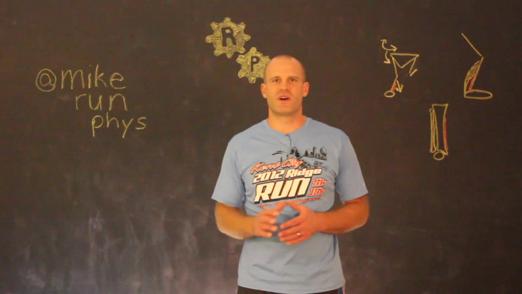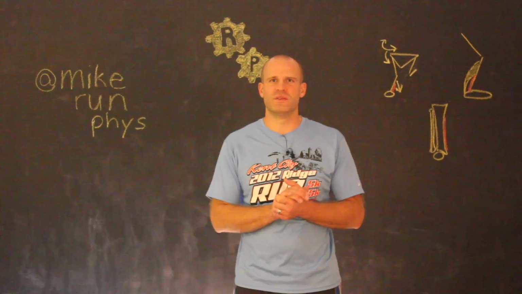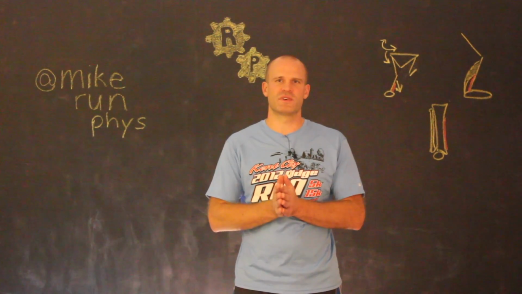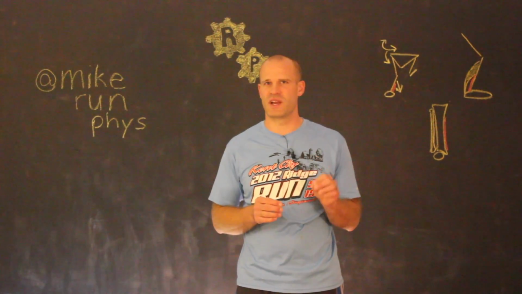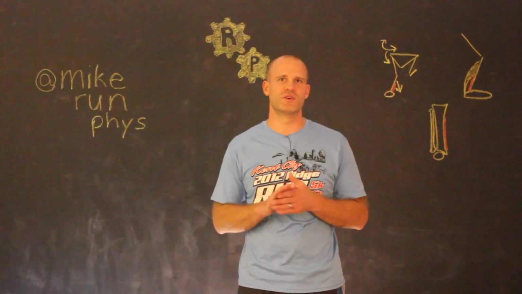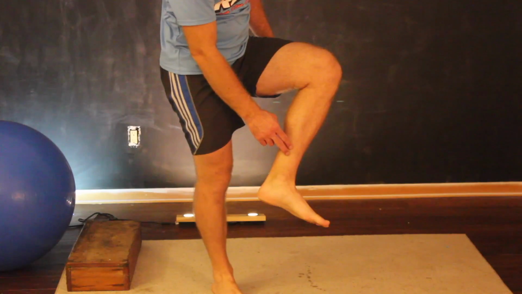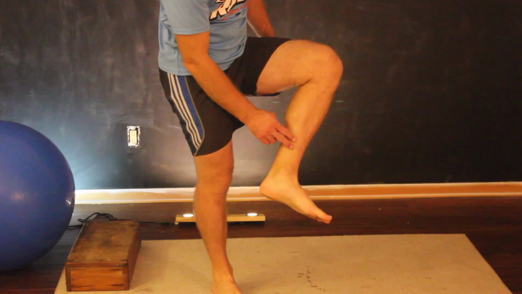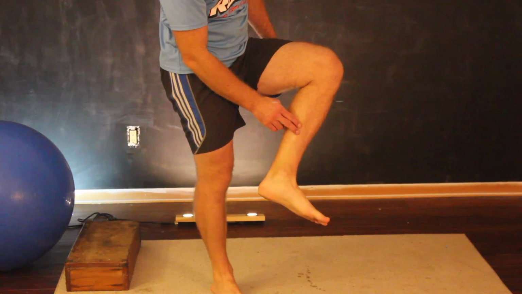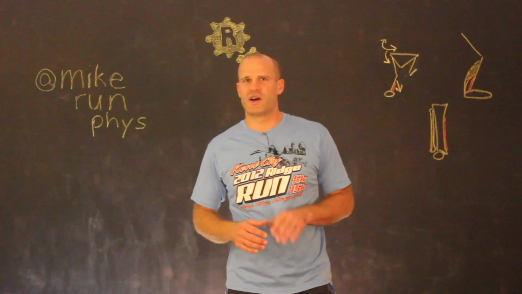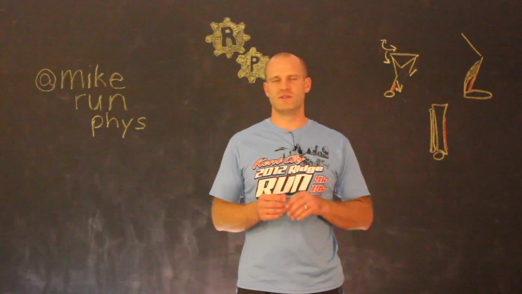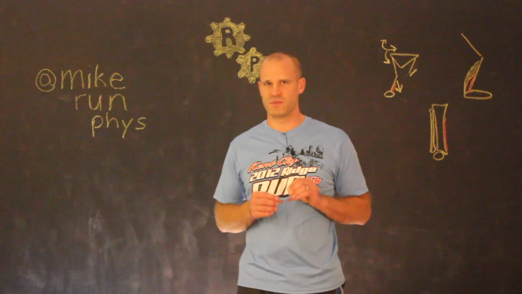Now, shin splints are often caused by increased stress on the medial tibial muscles. Specifically, those are called the tibialis posterior, flexor hallucis longus, and flexor digitorum longus. And they're located right along the inside of your lower leg. Now, most of the time those are caused by increased stress due to weakness or lack of flexibility.